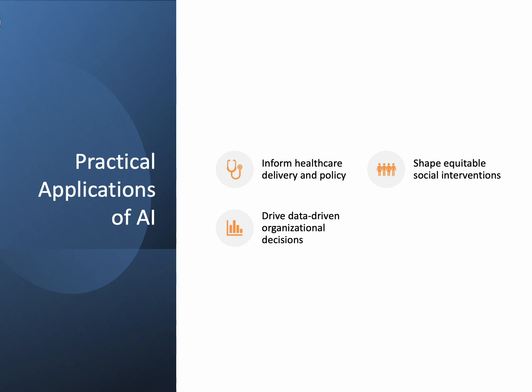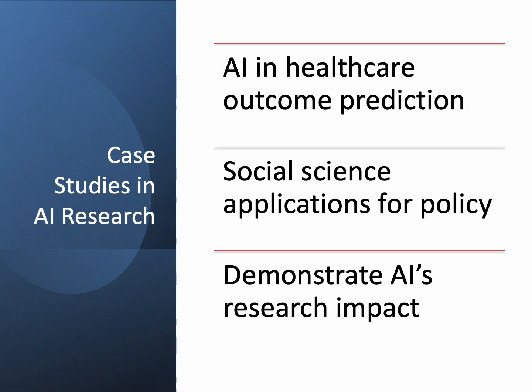This slide transitions to case studies, where we'll examine specific examples of AI-driven research in these fields. Following practical applications, let's explore case studies in AI research for healthcare management and social sciences. In healthcare, a case study might use AI to predict patient outcomes, like readmission risks, using machine learning on hospital data to identify high-risk groups, informing targeted care plans.